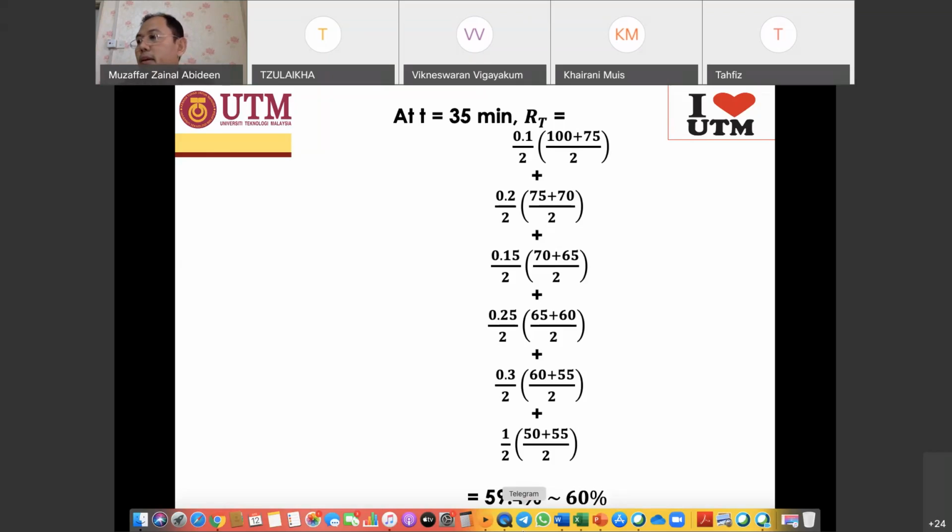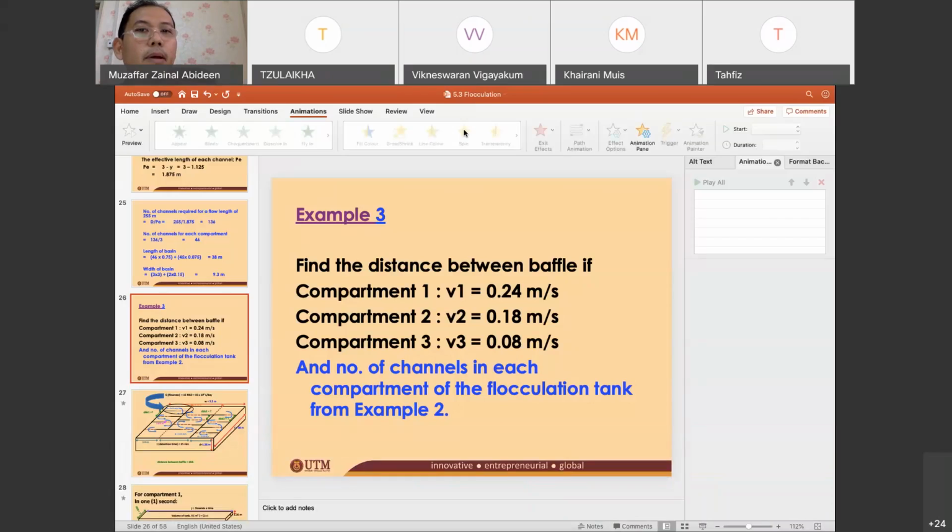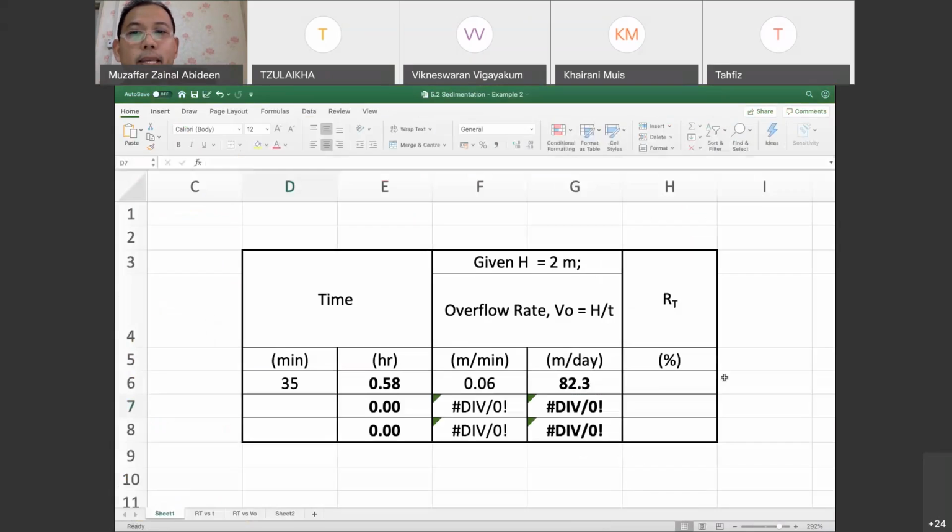The book that we use is on page 58. So you've already got your RT for time 35. Then the next step is to put it in the table here. I have forgotten that one. I think it was 60%, wasn't it? 60%, right? Yes, thank you so much.